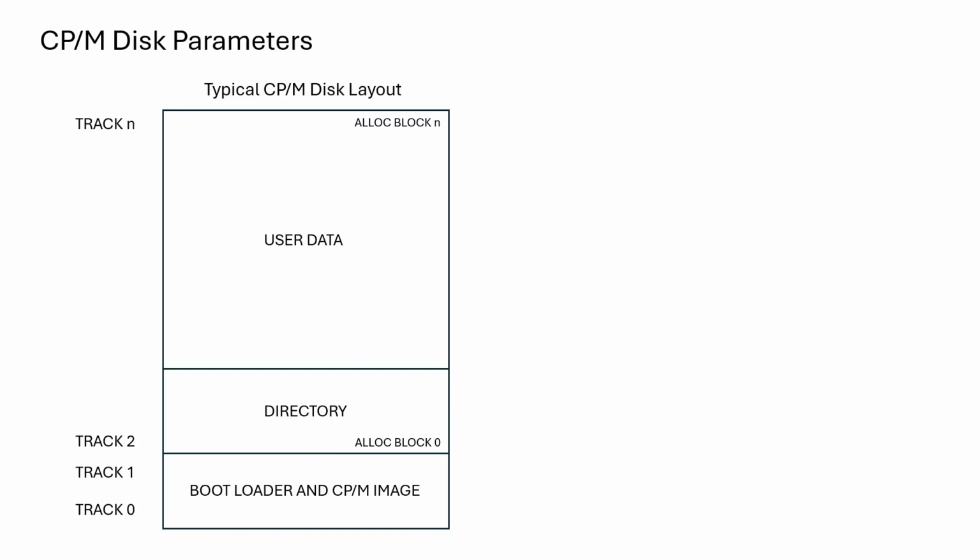What CP/M does is it breaks up this user and directory area into allocation blocks. Allocation block 0 is the beginning of the directory, and that will roll up to as many directory blocks as are required, as were configured for the file system. And then after that, all the way up to the last allocation block on the disk.